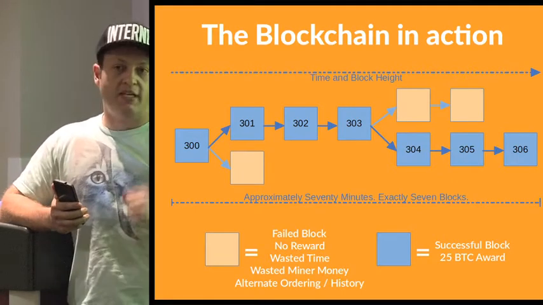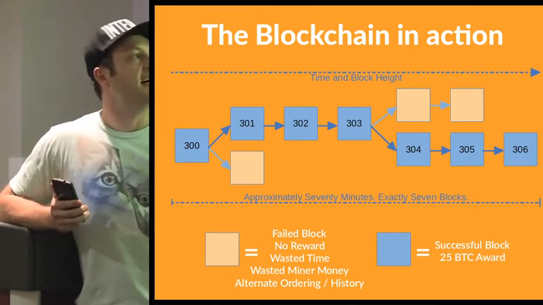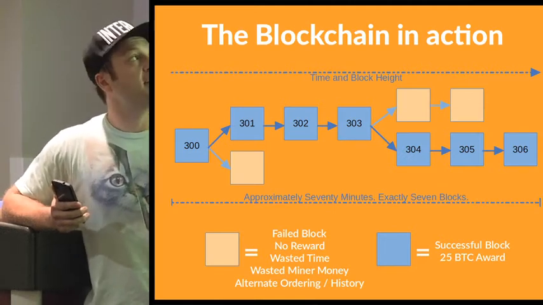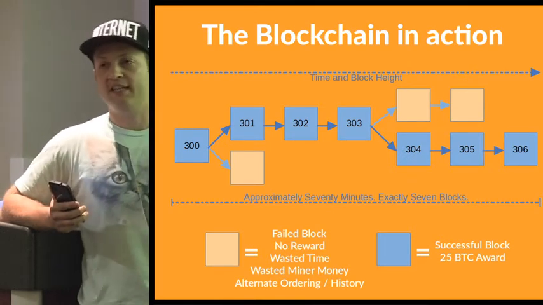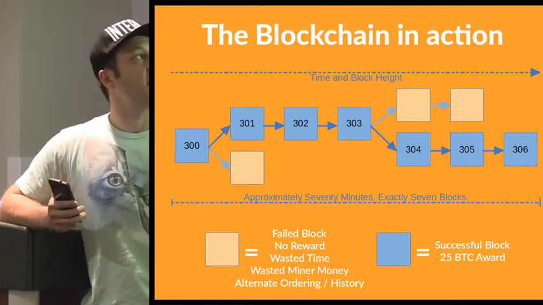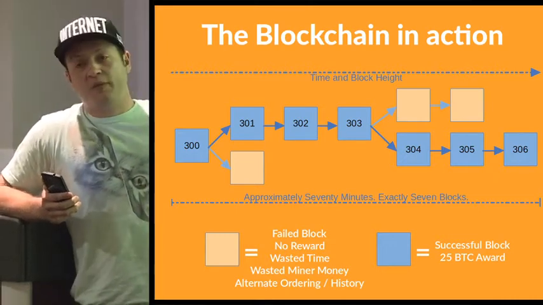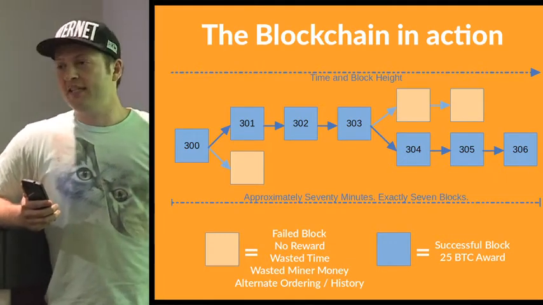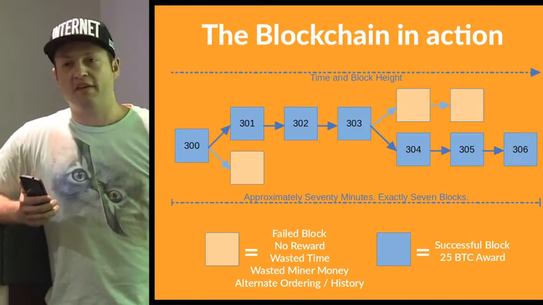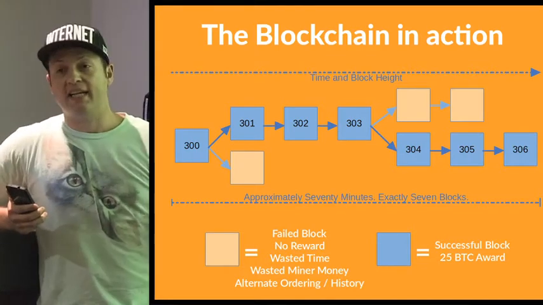If someone in Japan mines 301, a half a second before somebody in the United States mines 301, there are now two competing versions of the history on the blockchain. Now, what happens at this point is that some percentage of the pool, let's say it's 70% America and 30% Japan, have one version of the block, and the 30% have another version of the block. They keep continuing to mine based on the version that they know. And in some amount of time, approximately 10 minutes, one of them will be successful with the next block, and they will advertise that to the whole network.